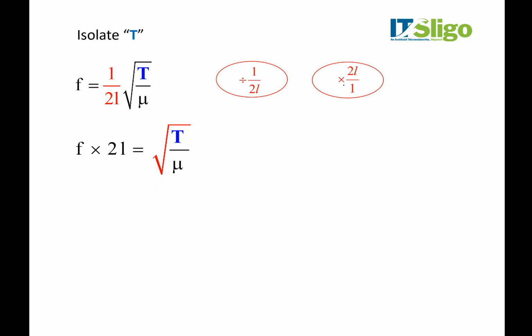So the 2l appears on the left, and the 1 over 2l gets cancelled because we've now got 1 over 2l on the left and we've multiplied it by 2l, and they cancel each other out, and that's what we wanted to happen. Now on the right hand side we still have t over mu, and the square root, guys, is we can't do anything with that mu until we get rid of the square root.